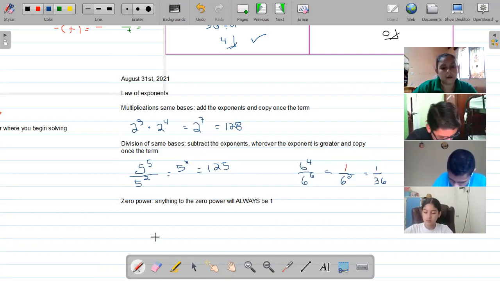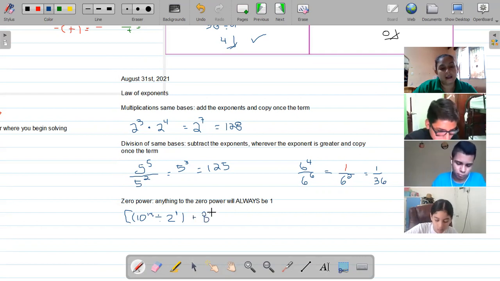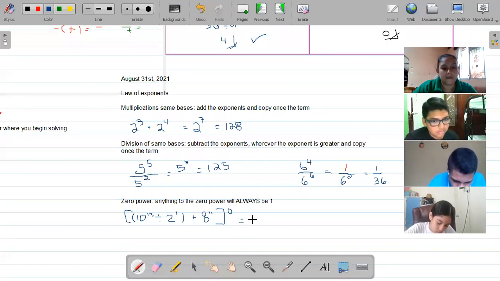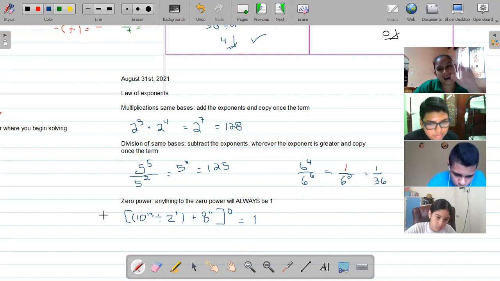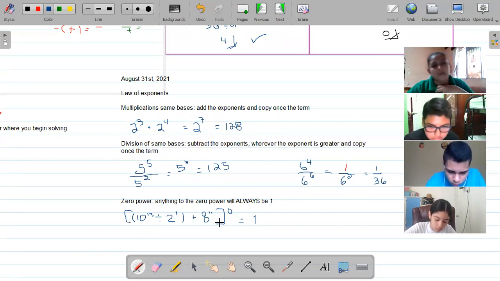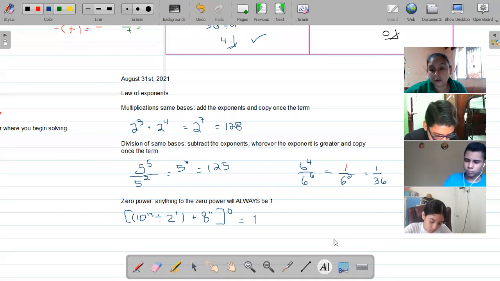So it doesn't matter what you have. You can have, for example, a parenthesis with 10 to the 15th power, the 13th power divided by 2 to the 4th power, plus 8 to the 11th power, but everything is to the 0 power. This is going to be 1. You do not solve anything from the inside, because just like Josue says, it is always 1. Always. So you don't do anything about that. Okay, we cool? We good?